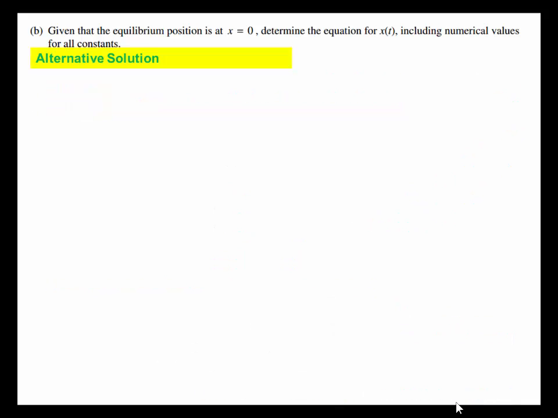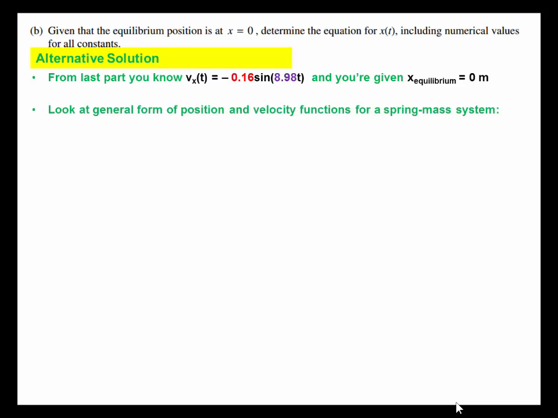So there is an alternative way to tackle this problem. And so what you can do is start at the same point. You know your velocity function, and they told you the equilibrium spot was 0. And so then I would look at the general form that a spring mass system has for its position and velocity functions. For its position function, it's operating in the x direction, and it starts on the plus side of the x-axis, so we'd use a cosine function to model that.